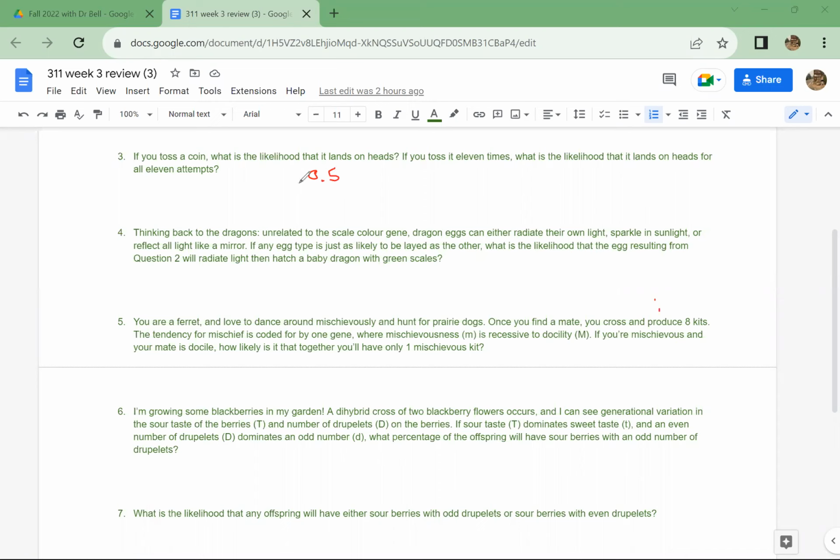And so this is the likelihood that if you toss it once, it'll land on heads. In a single event, that event being the toss of a coin, this is the probability that it will show an outcome that you desire. However, if you keep tossing the coin over and over again, let's say 11 times, how likely is it that it would land on heads every single time?